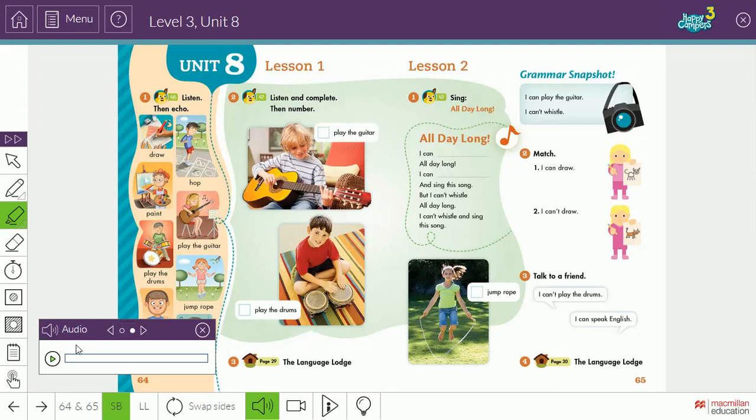Very good. Let's listen to it again. Unit 8. Lessons.